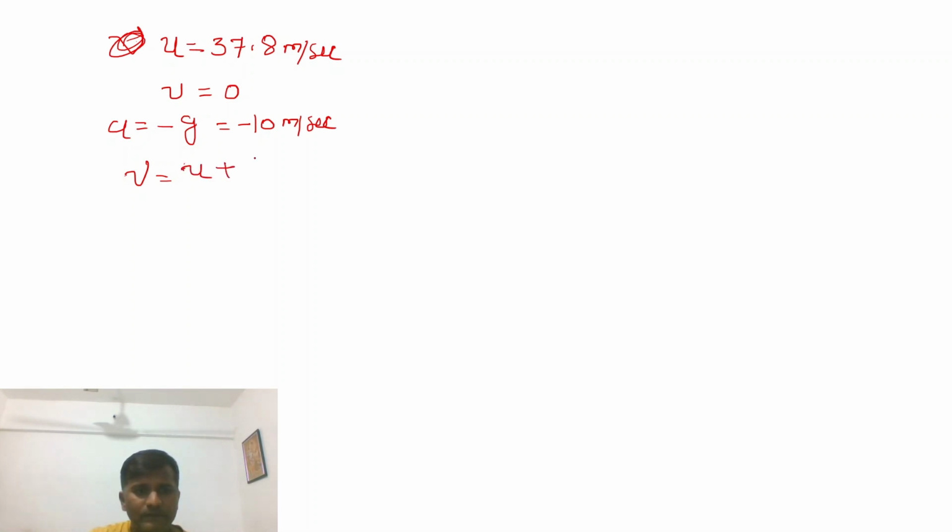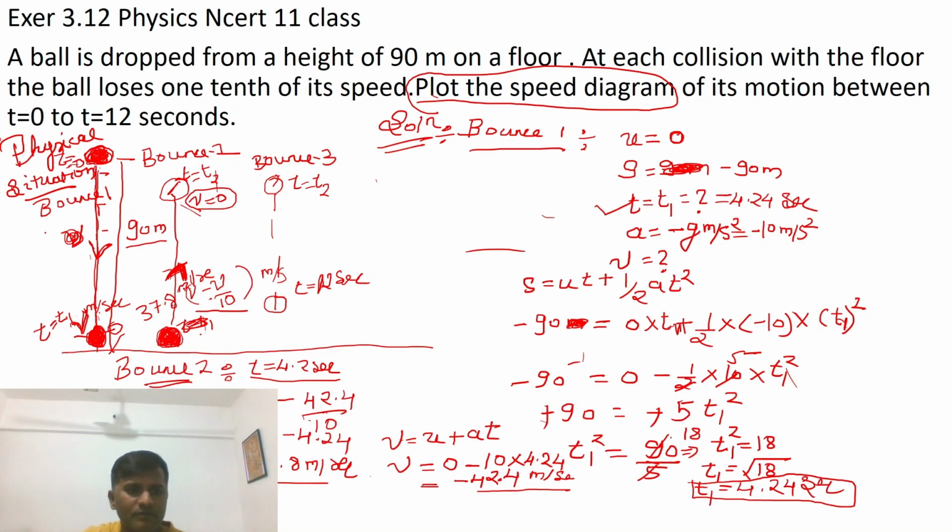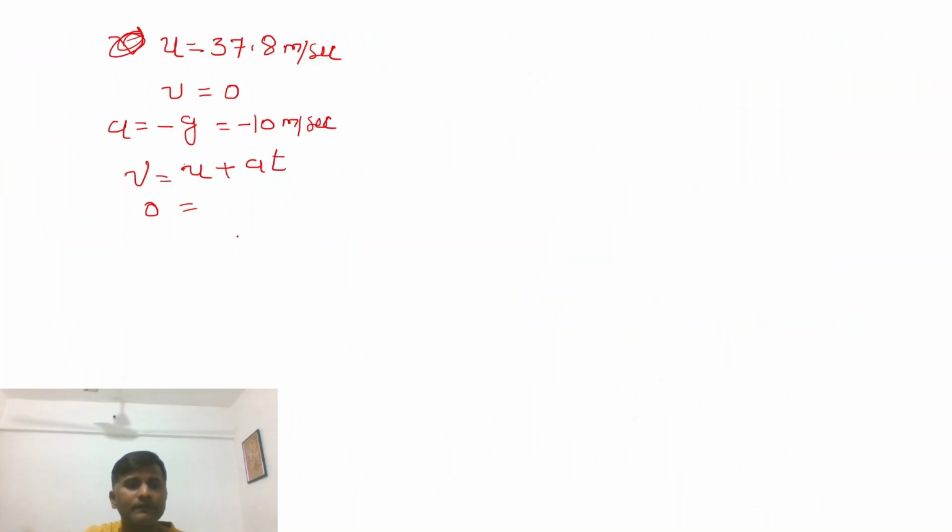So v is equal to u plus a t. What is v? v is 0. Final velocity is 0, right? Here we are talking about bounce 2. So it is going from here upward. While it is going from here to here, the velocity goes on reducing, and here the velocity will be equal to 0. Initially the velocity was equal to 37.8 meter per second. So it will be 0 here. Initial velocity was 37.8, minus 10 meter per second squared into t.